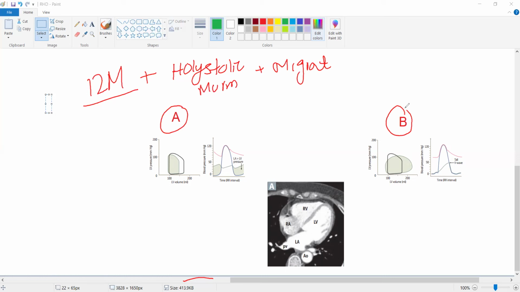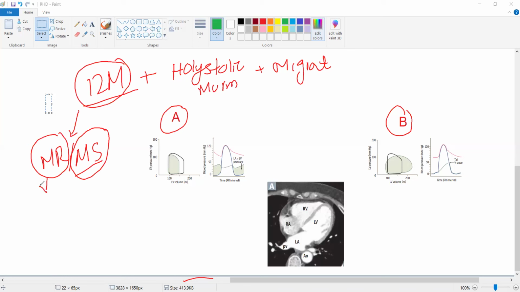B. So what is the reason? On the basis of the age. Is it MR or MS? Yeah, MR. There's going to be an increase in end diastolic volume. Okay, so it is a 12-month child and it is MS. Oh, sorry, it's MR. Early lesion MR, right?